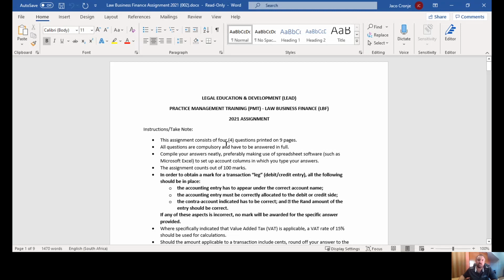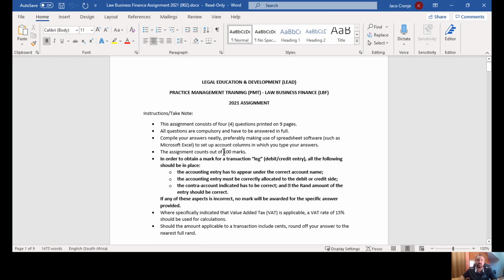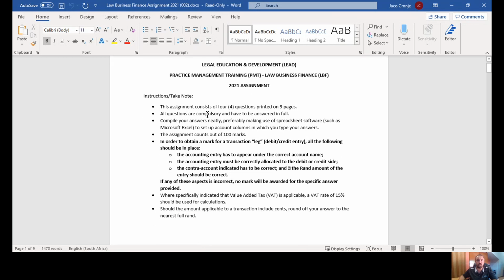Firstly, it says the assignment consists of 4 questions. Now that sounds very obvious, but a lot of people actually miss questions every year. They will do the assignments perfectly, but then miss 1 or 2 of the questions. So make sure you do all 4 questions and that you read all 9 pages. All questions are compulsory and have to be answered in full, so you can't pick which questions you want to do.